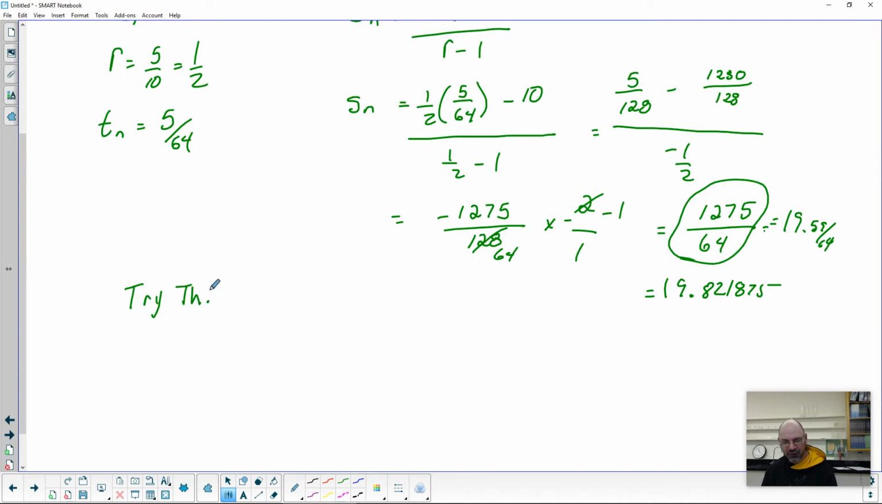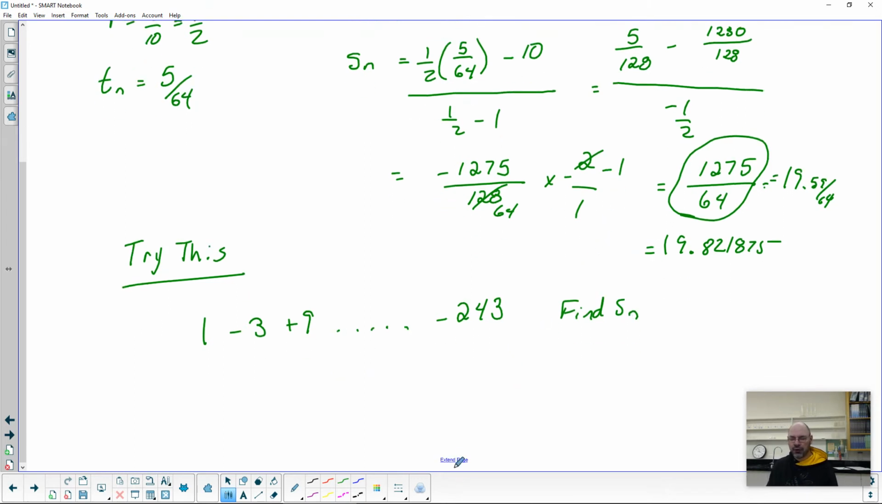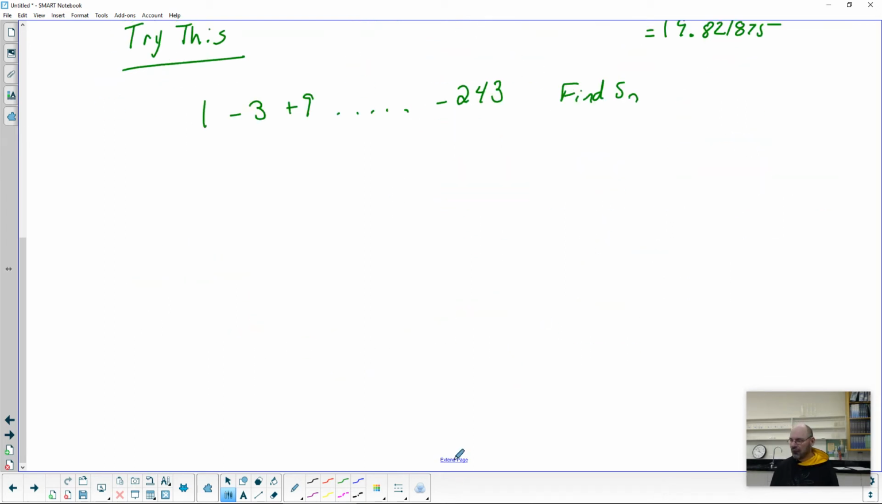And you have to decide whether you're going to use the first formula or the second formula. Let's say that we have 1, negative 3, positive 9, dot, dot, dot, all the way up to negative 243. Find Sn. Okay, pause the video for a few seconds and work it out. And I will work it out here with you when you unpause it.